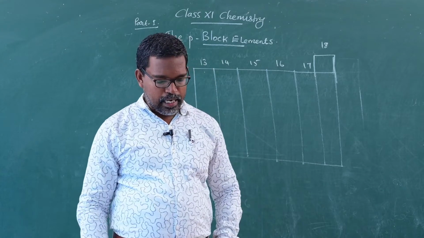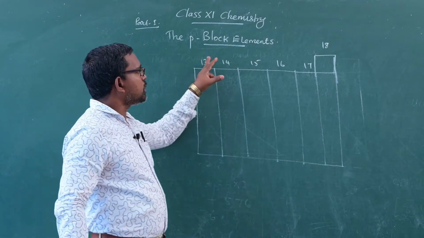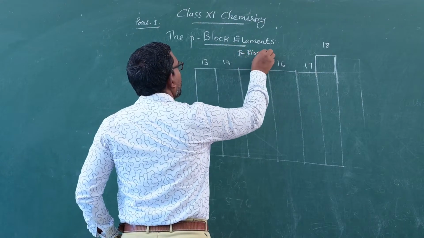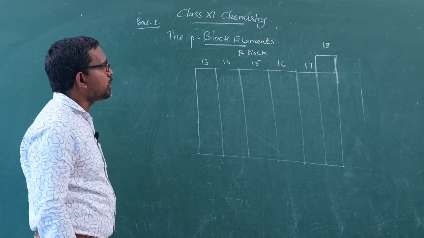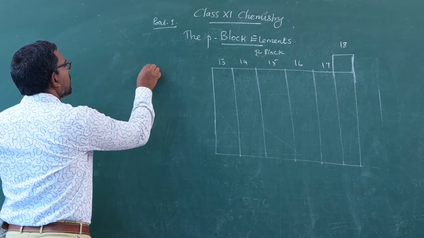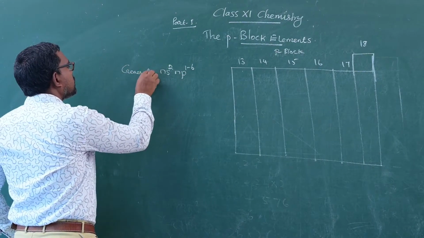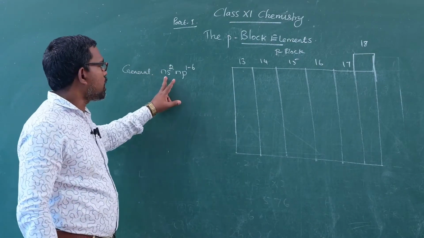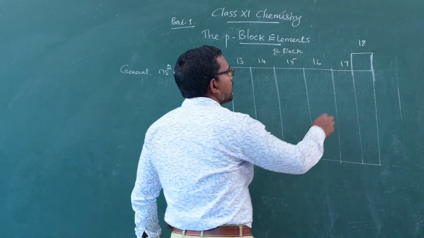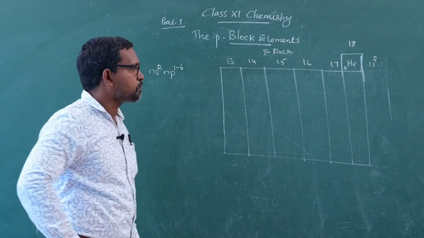The general characteristics of the p block elements: the elements belonging to group number 13 to group number 18 are called p block elements. These elements have the general electronic configuration ns2 np1 to 6, except helium, because helium consists of only 2 electrons, its electronic configuration is 1s2.